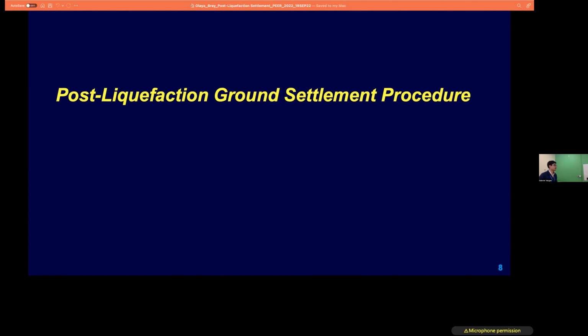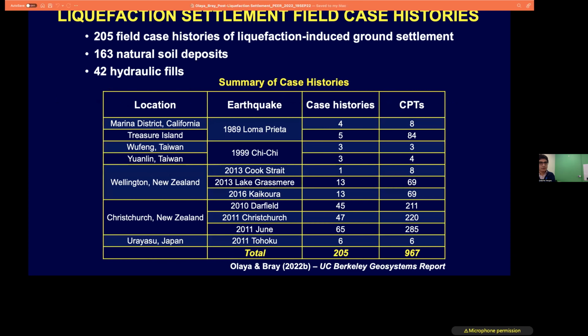Okay, so that's the initial information. And now onto the ground settlement procedure. So the lab-based models I just talked about come from element test responses measured in the lab. So they may not capture the actual response of a soil column with interaction between layers. So to bring in that information, we collected case histories where liquefaction happened and the soil reconsolidated.